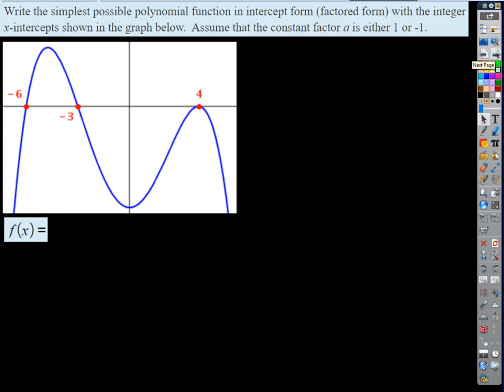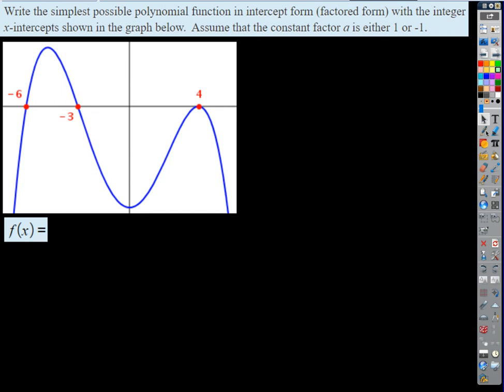So you get one of those first problems, where you've got to sketch a polynomial based on the fact. I'm giving you the factored form of the polynomial, you got to come up with a sketch. Write the simplest possible polynomial function in intercept form, so factored form, right? So you don't even have to expand this out, just leave it factored. This is a pretty simple, straightforward one, isn't it?